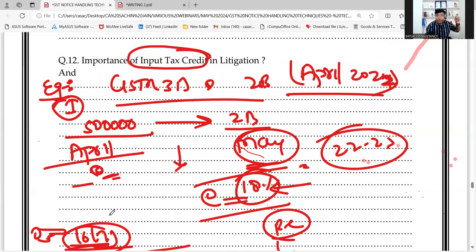Okay, so now you need to reverse that input tax credit which you have wrongly claimed, and the May month input tax credit, which had got reflected in your 2B, but now you will not be eligible to claim the same because the timeline of Section 16 Subsection 4 has already expired.